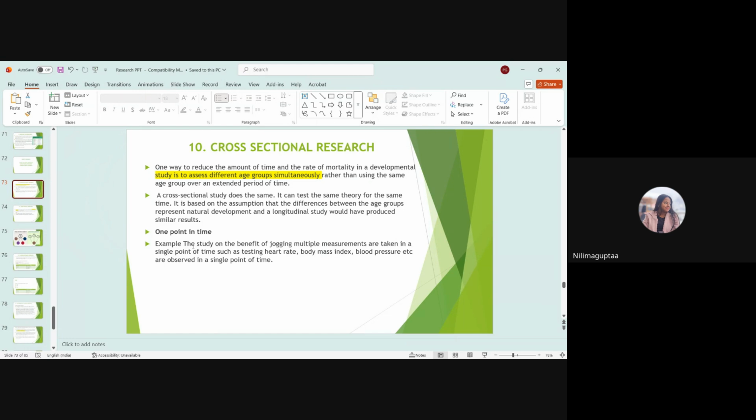So the example is the study of the benefit of jogging. Multiple measurements are taken in a single point of time, such as testing heart rate, body mass index, blood pressure, etc., are observed in a single point of time.